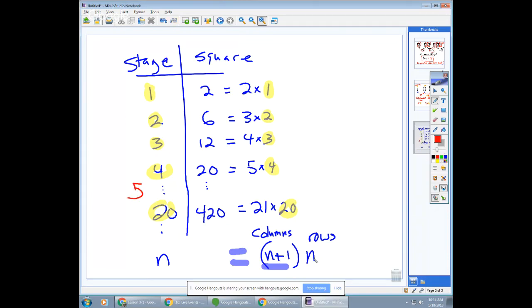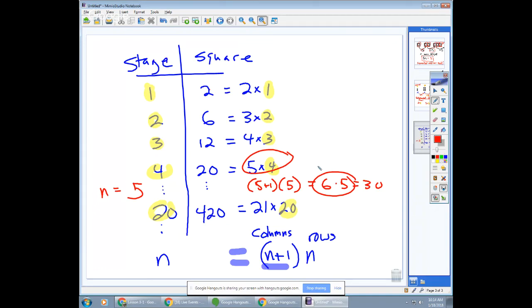According to my formula, N is equal to 5, right? And my formula says take N plus 1 and multiply that by N. Well, 5 plus 1 is just 6. 6 times 5 will be 30, which fits our pattern for how to jump to the next one. Okay.